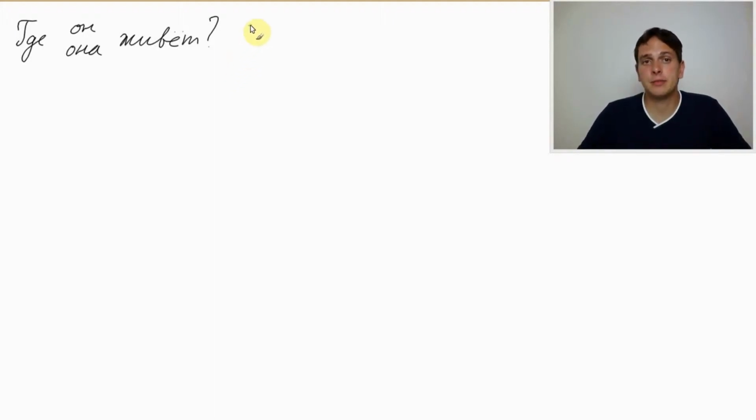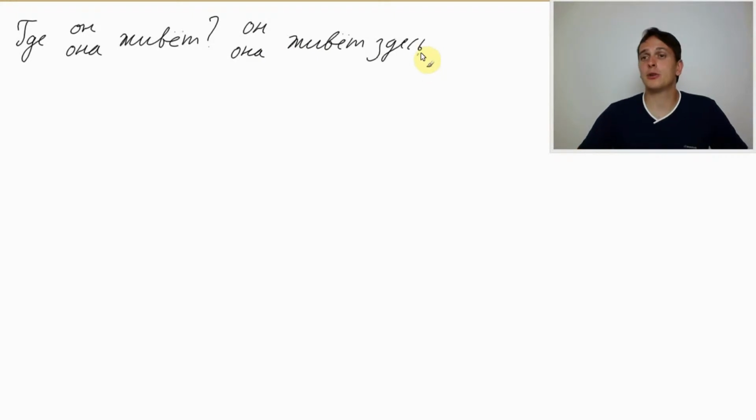Он живет здесь. Or она живет здесь. She is living here. And because we got здесь, we also should use там. Там is there. So он живет здесь, or он живет там. Here, there. Она живет там. She is living there.